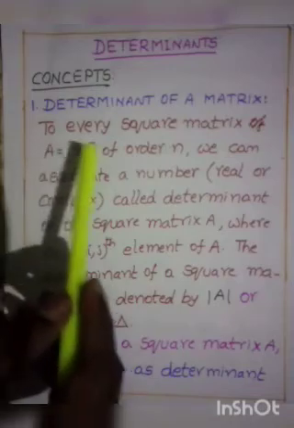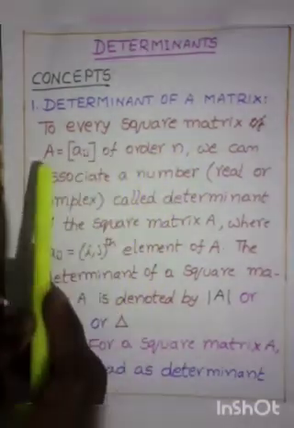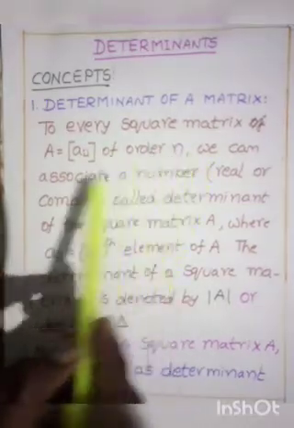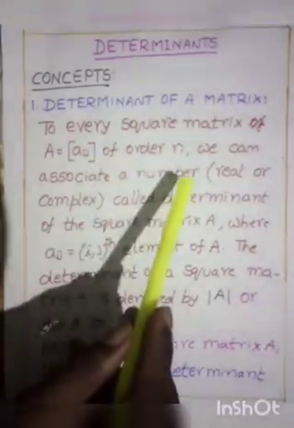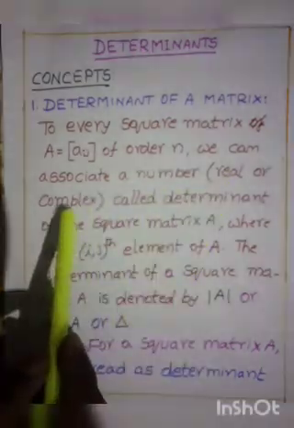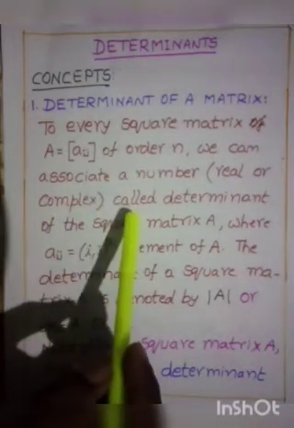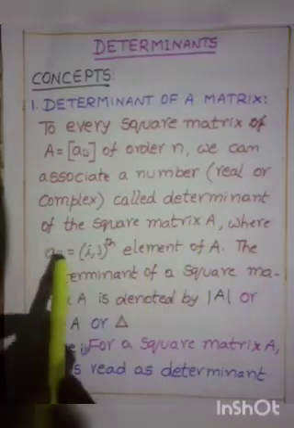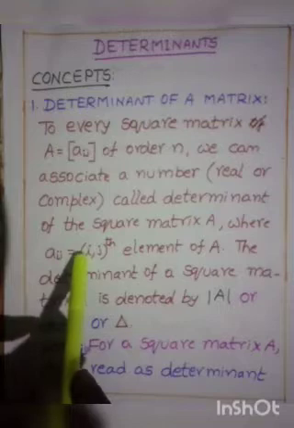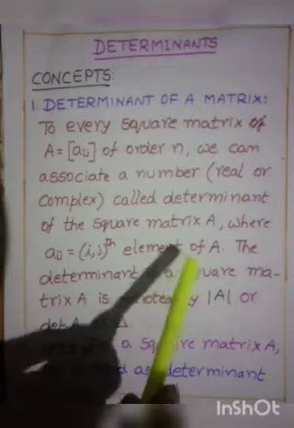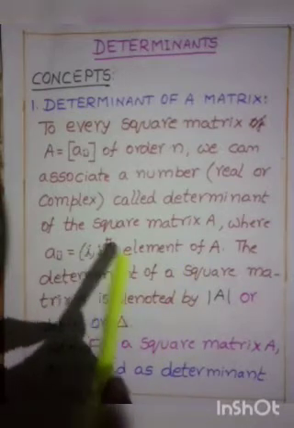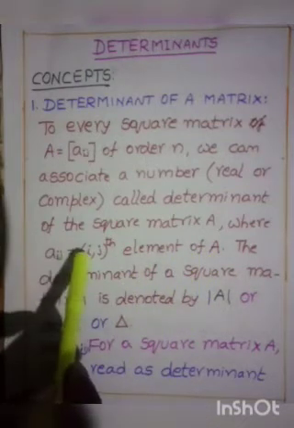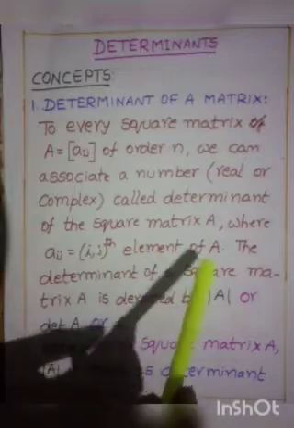To every square matrix A equal to the matrix Aij of order n, we can associate a number. That number may be a real number or a complex number, and it is called the determinant of the square matrix A, where Aij denotes the ith row, jth column element of A.